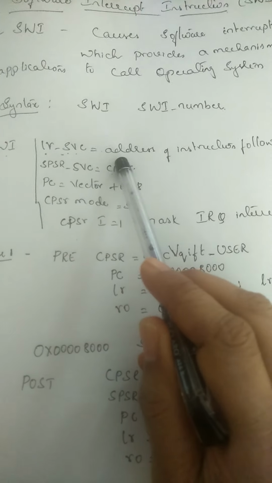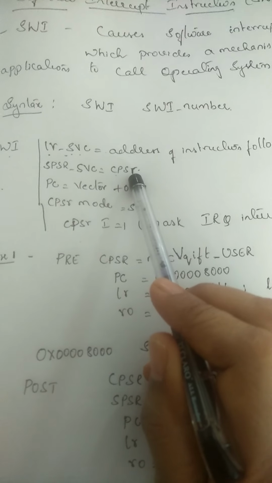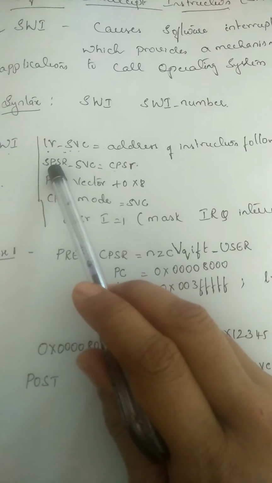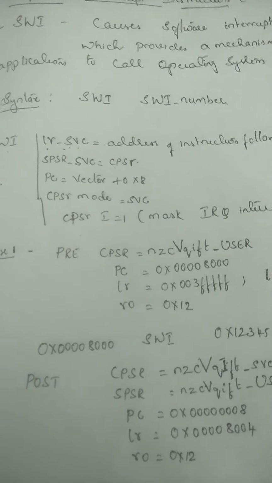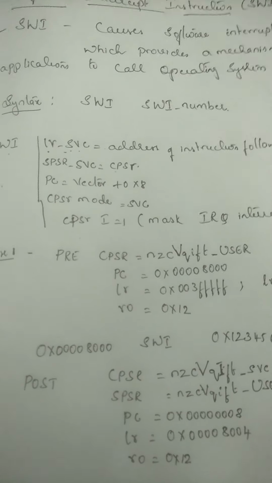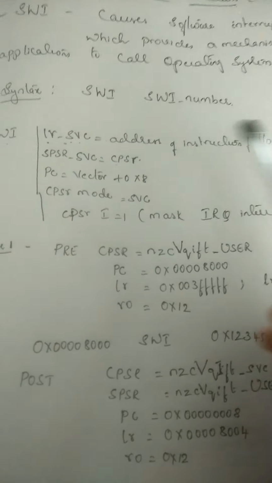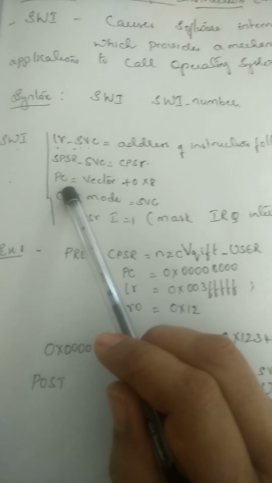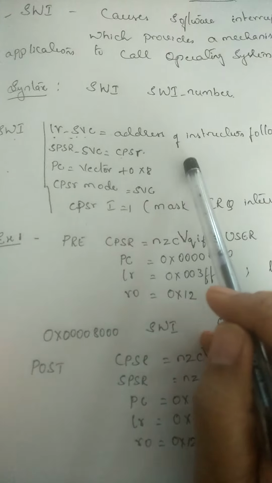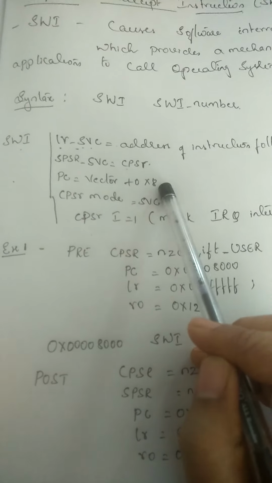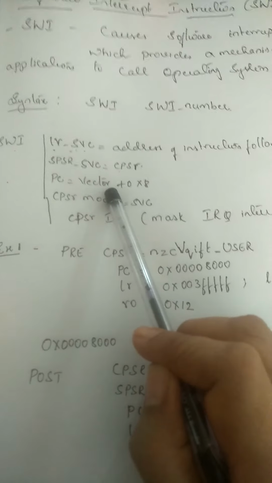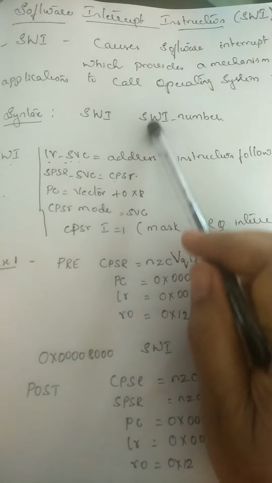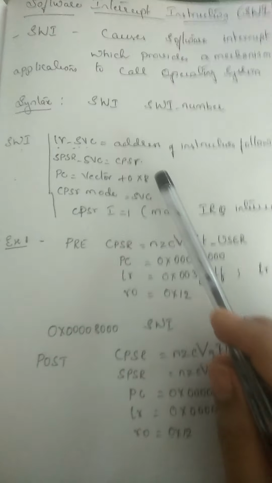The current program status register, which contains the flags and the mode, will be stored into SPSR, because it may change to any other mode. In that case the current program status register has to be saved, so it is saved in the SPSR. And PC, the program counter, which holds the address of the next instruction to be executed, is loaded with the address 0x08 in the vector table. According to that, it will calculate the SWI number, then jump to the particular routine.